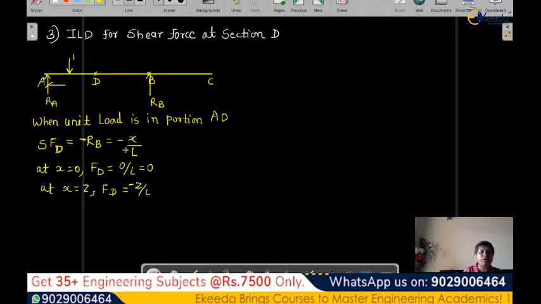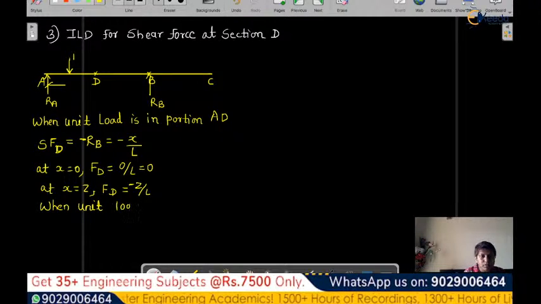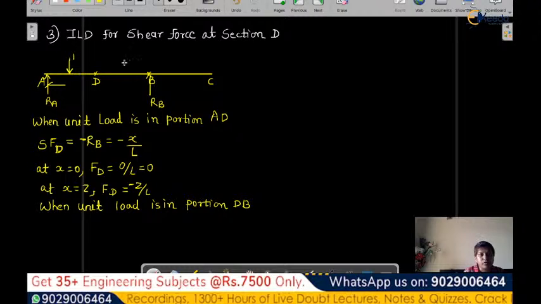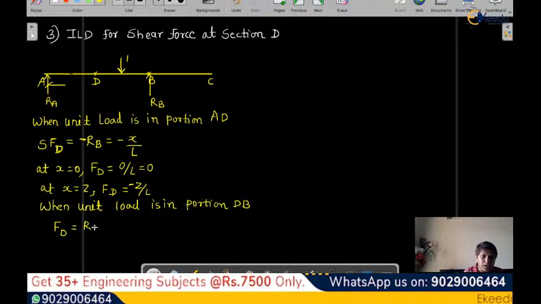Now let's see when the unit load is in DB. So now the second case, it is here. Let's forget about this part. When the unit load is in this portion, we consider reaction RA. So in this case, shear force at D is equal to RA. RA we already know from the previous calculation: RA is equal to (L minus x) by L.